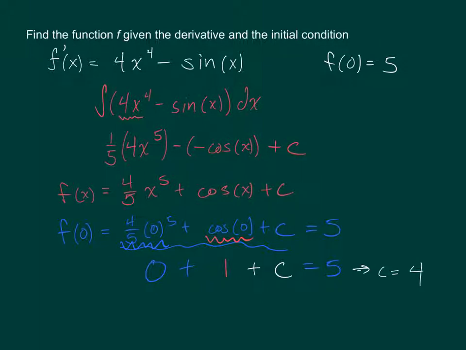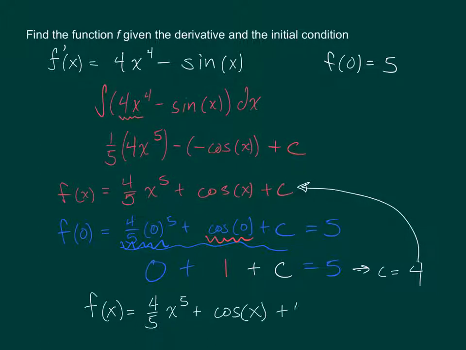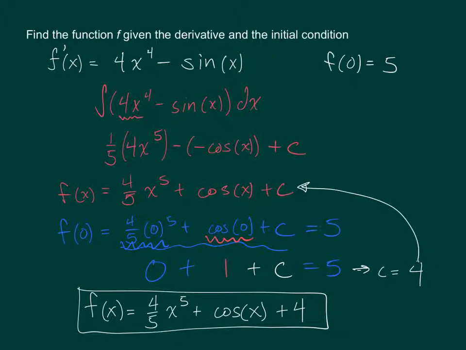Now we're almost done. The directions state to find the function f. Well, we found most of the function. We also found a c value. The last step here is to make sure you substitute that c value back in there for a final answer of f of x equals 4/5 x to the 5th power plus cosine of x plus 4. So here's our completed final function of f of x given a derivative and an initial condition.